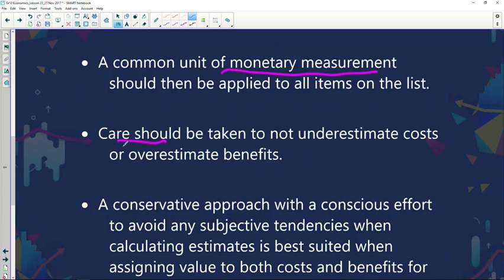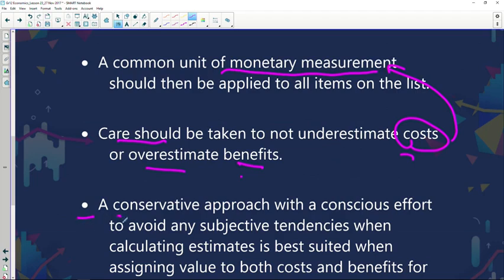So we need to associate monetary measurements to the costs and benefits that we identified earlier on. Also, care should be taken not to underestimate the costs and overestimate the benefits. Okay, so this is an important phase, because you need the monetary value in order to develop a project, you can't just go by the benefits. So you need to ensure that you don't overestimate the benefits and underestimate costs, because costs are needed in terms of ensuring that the project does carry on.